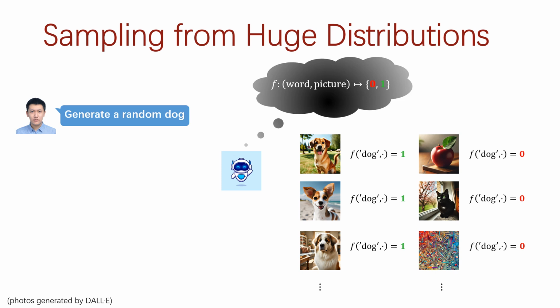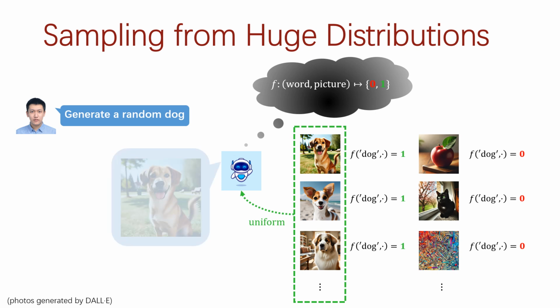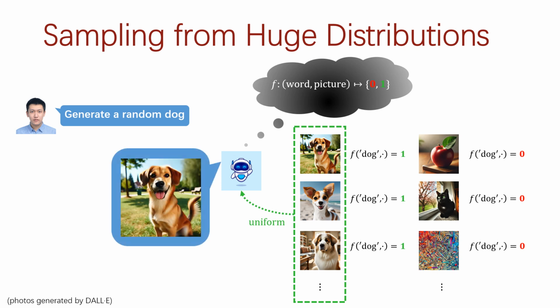Because I'm asking for a random dog, the bot will uniformly sample the pictures that have value 1 with the word dog and reply to me with that picture. Because the number of possible pictures is exponential in the number of pixels, which can easily be more than 1 million, the bot needs some sampling algorithm that could efficiently sample from this kind of exponential size distribution.